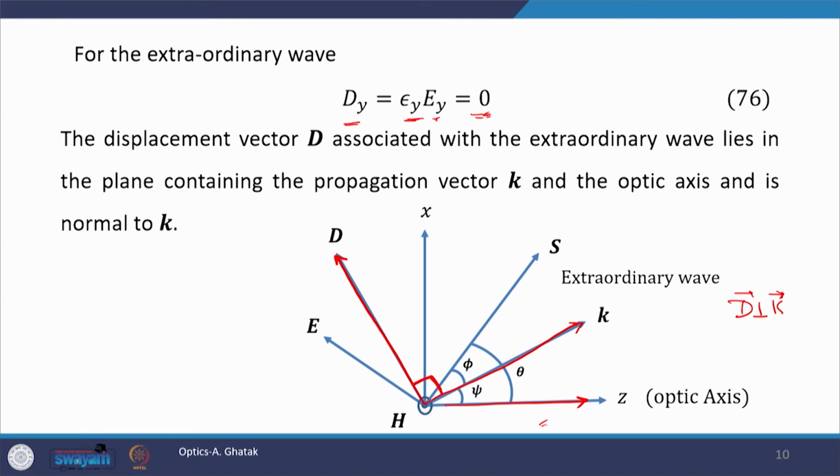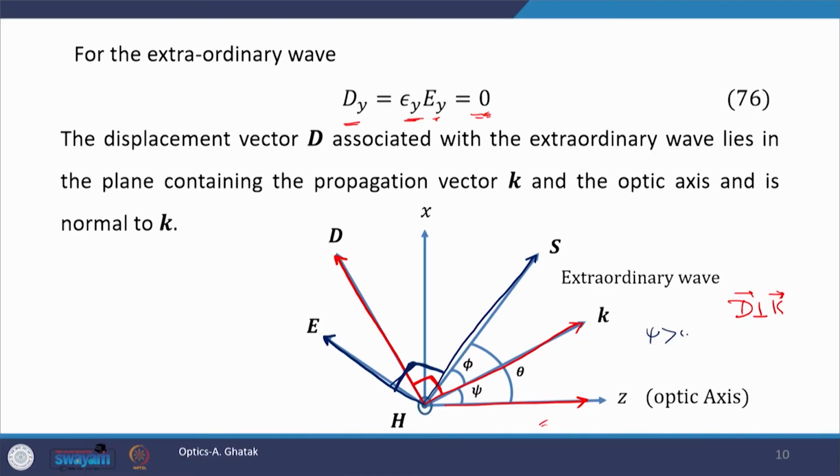Similarly, say this is the direction of the Poynting vector, then the electric field E would be in this direction, and this angle would be 90 degrees. The Poynting vector makes an angle of 90 degrees with the E field direction, and the wave vector k makes an angle of 90 degrees with the displacement vector direction. Now, whether psi would be larger than phi, or phi larger than psi, or psi equal to phi, all this depends upon the material properties.